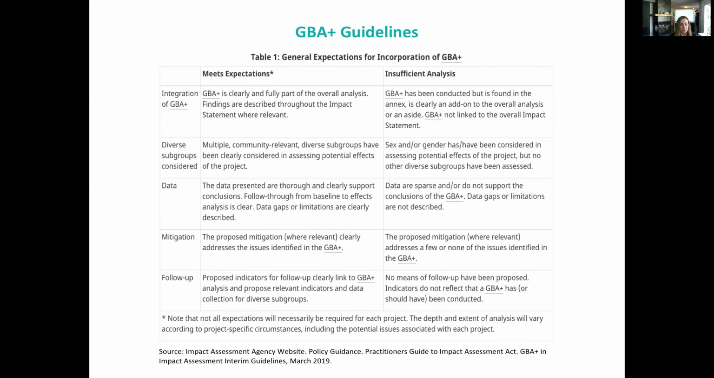So here are the guidelines as noted on the Impact Assessment Agency website, which is also linked from the Canadian Energy Regulator website. And essentially, to be successful, you have to integrate it into everything. So GBA Plus has to be clearly and fully part of the entire analysis. The findings should be described throughout the analysis and the impact statement, and it cannot be an attachment. So again, it's not supposed to be an addendum or an attachment. It has to be integrated throughout.